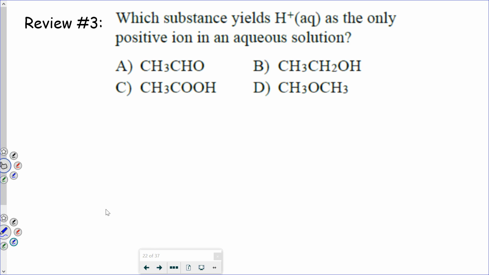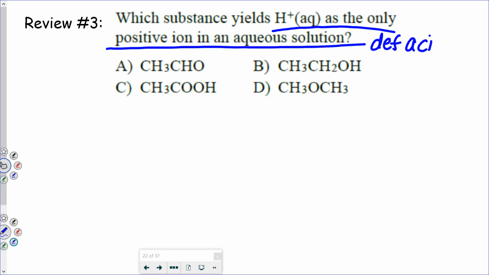Number 3, which substance yields H+ as the only positive ion in an aqueous solution? So pause the video. All right, H+ as the only positive ion in solution is the definition of an acid. So I'm looking for which one of these is an acid. Now notice these are all organic, and there's only one type of organic compound that produces an acid, and that is, if you see the COOH, your organic acid. So you should have had choice C for this one.